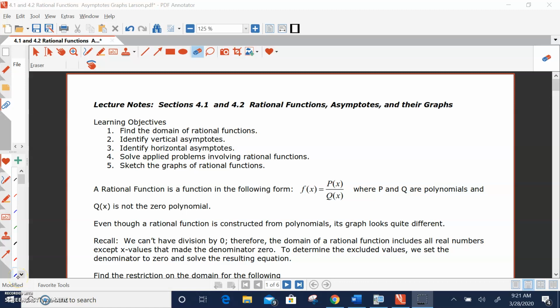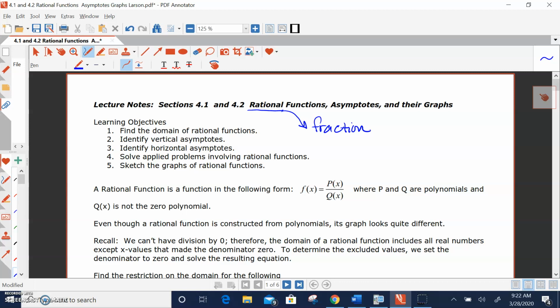Let's take a look at rational functions, sections 4.1 and 4.2 here in the college algebra class. We're going to look at a rational function, and anytime you see the word rational, all that means is we are looking at something that is in a fraction form. So the functions we're going to take a deeper look at are functions that will occur in a fraction form.